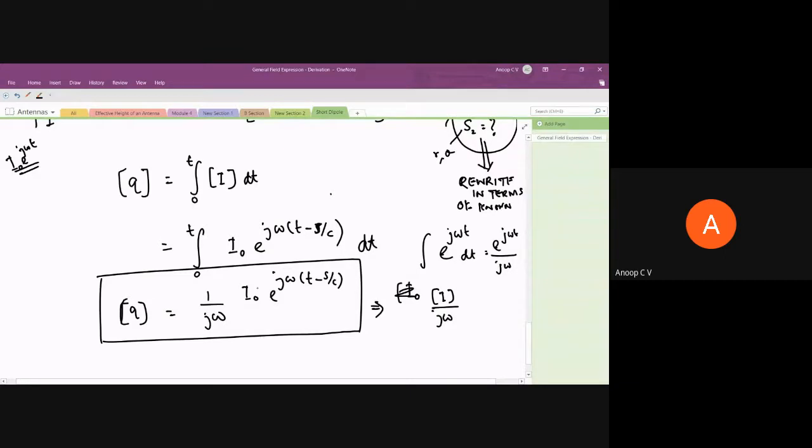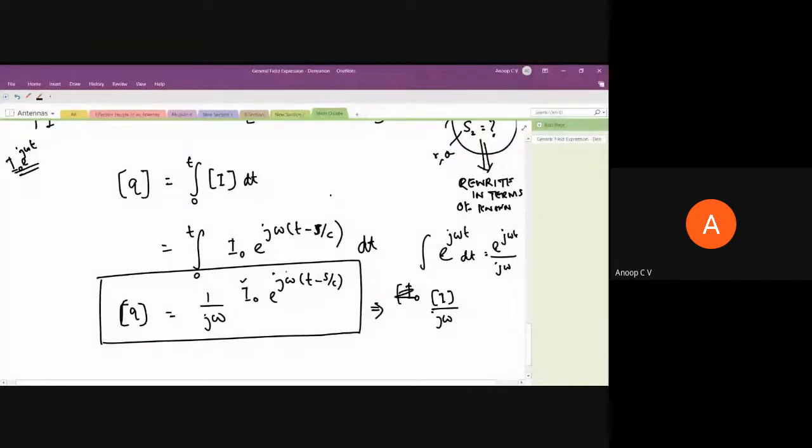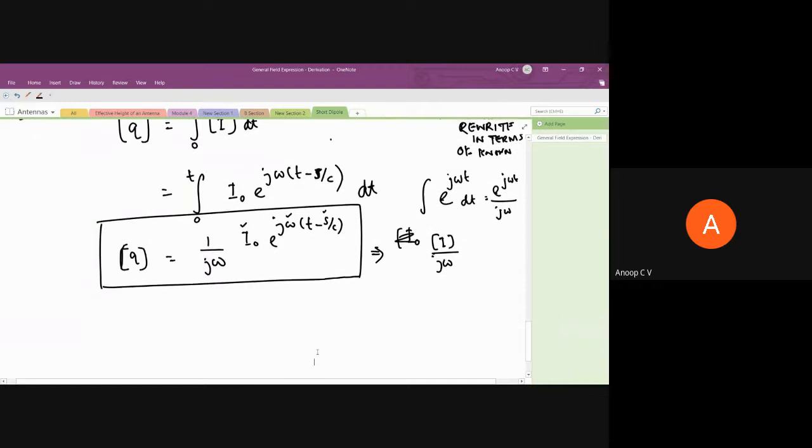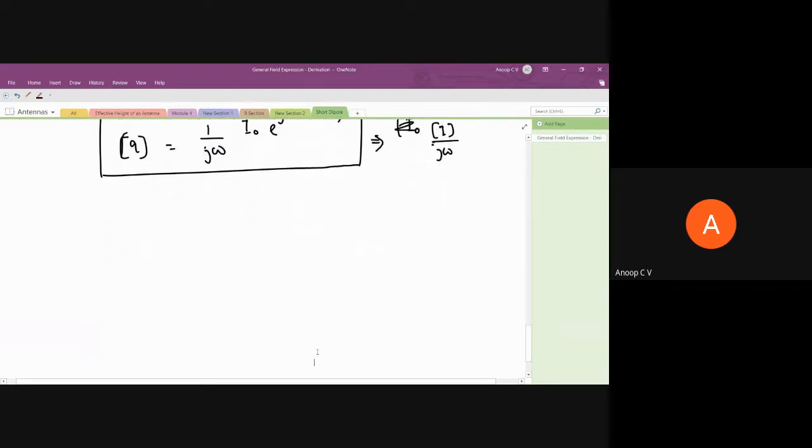So I know what is I naught. I naught is the maximum amplitude. I know what is the frequency. What is S and C, R and C? We know that. S is actually the distance from that given point. So that again we can assume it's known. But I can write it as R by C. Whatever. So now that is known. Now I need to express S1 and S2 in terms of R and theta. If I can do that, then our work is done.